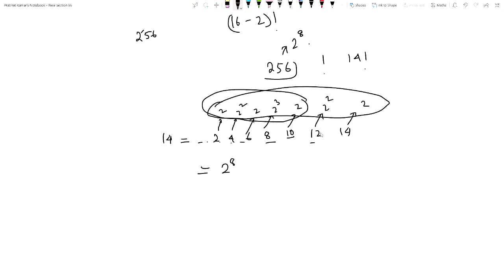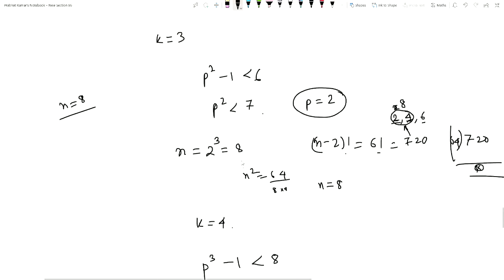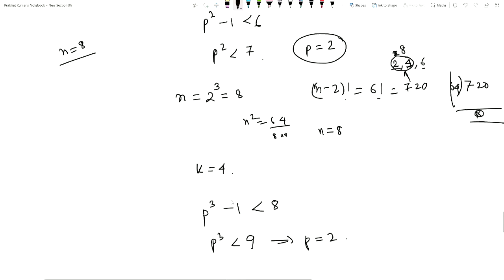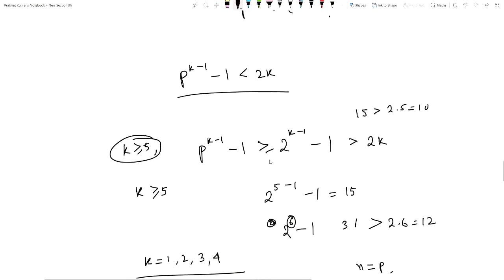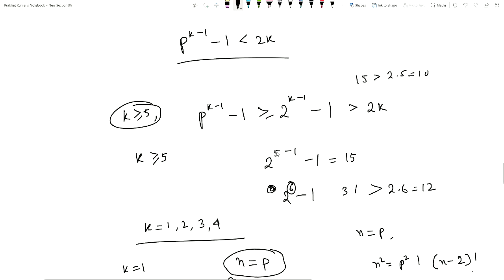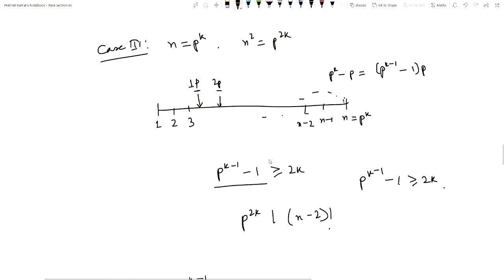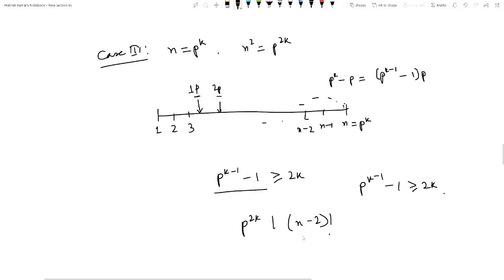So already this 256 is present in this factor, right? So factorial 14 already contains the 2 to the power 8 or 256. So obviously this 16 square will divide 16 minus 2 factorial. So this is not a solution. So we have exhausted all the cases when k is less than or equal to 4. And if k is greater than or equal to 5, then this condition will not be met, because for k greater than 5 we have already proven that p to the power 2k always divides the n minus 2 factorial, right?